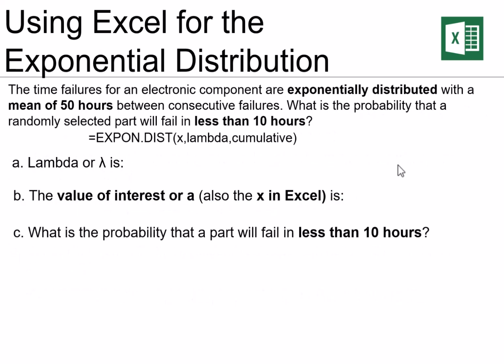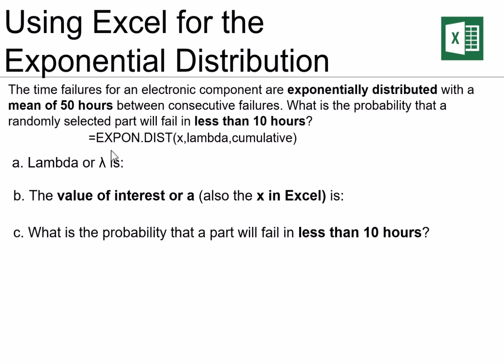All right, let's work through an exponential distribution problem. So we're given that failures for an electronic component are exponentially distributed with a mean of 50 hours between consecutive failures. We talked about in the last video that for the exponential distribution, we're looking for probabilities between events. So we want, what is the probability that a randomly selected part will fail in less than 10 hours?